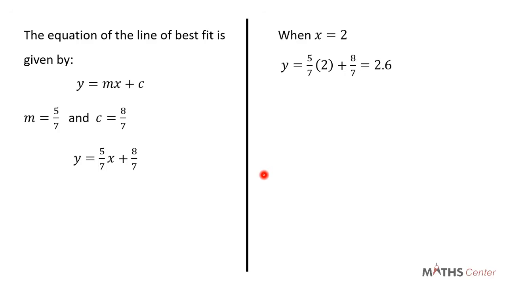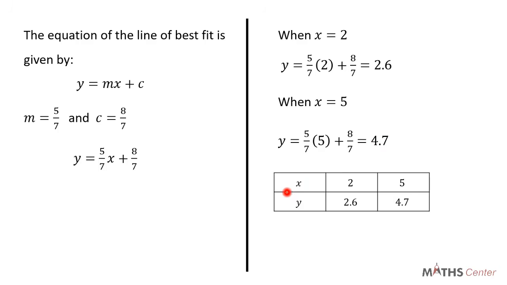Then I will need another point. So I'll choose another x coordinate and then substitute it into the equation again to get the corresponding y. I'll choose when x is equal to 5. When x is equal to 5, y will be equal to 5 divided by 7 times 5 plus 8 divided by 7. And this gives us 4.7. So I now have 2 points that fall on the line. When x is 2, y is 2.6. And when x is 5, y is 4.7.